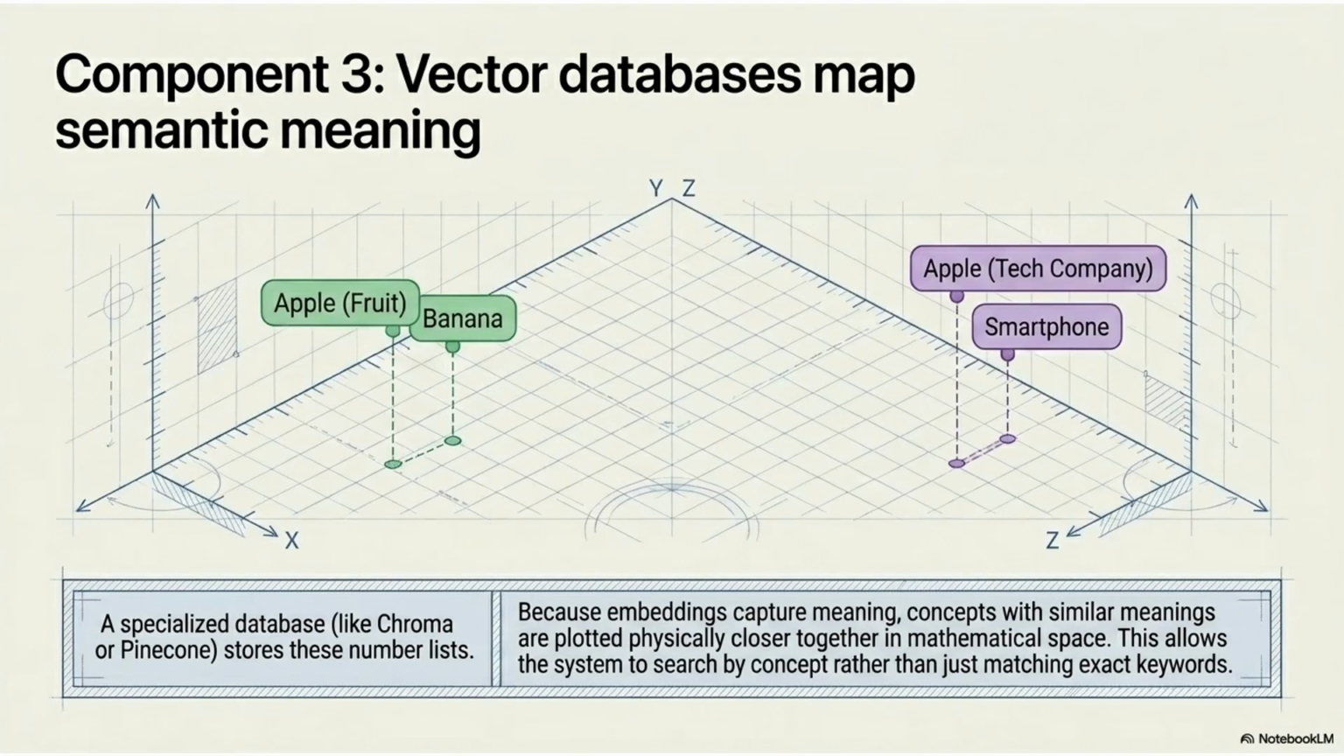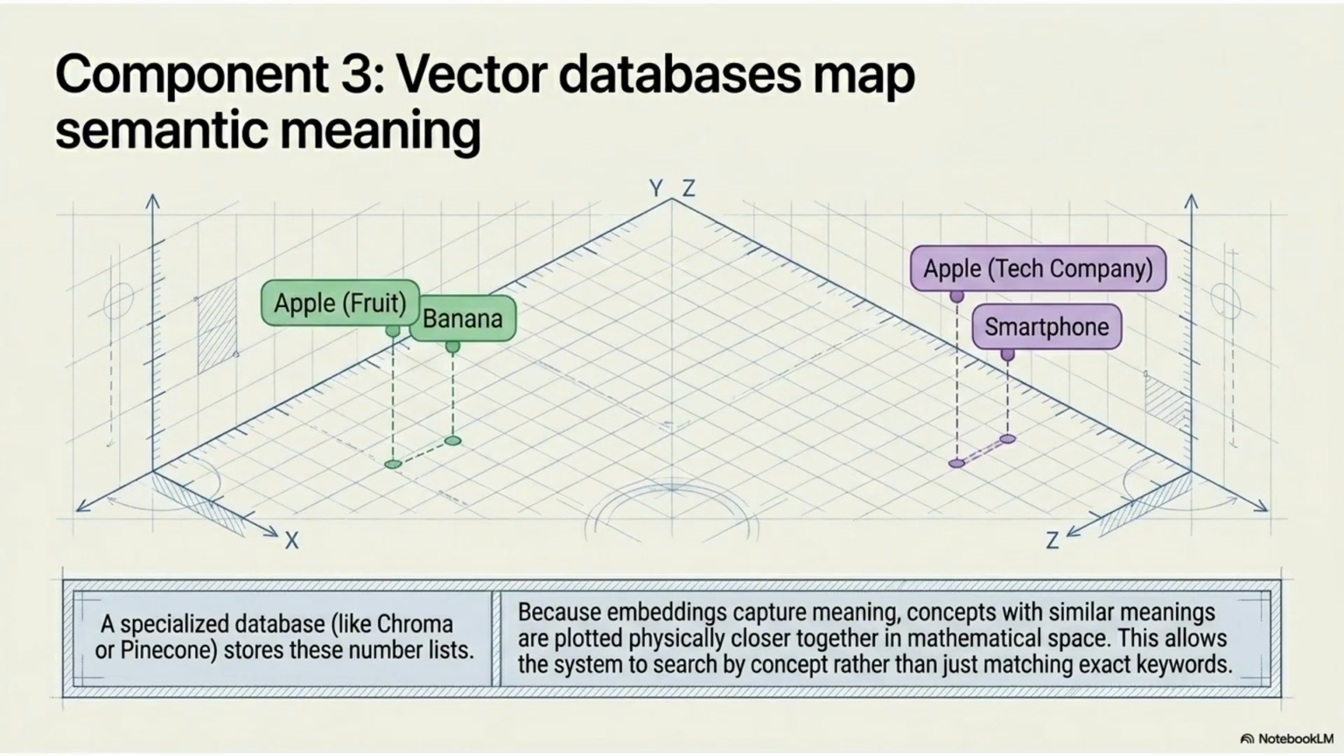Now, where do all these number-based meanings live? They live in a vector database, which is a specialized database like Chroma or Pinecone that stores this list of numbers. And because embeddings match not only the element but the meanings, elements with similar meanings are embedded together.